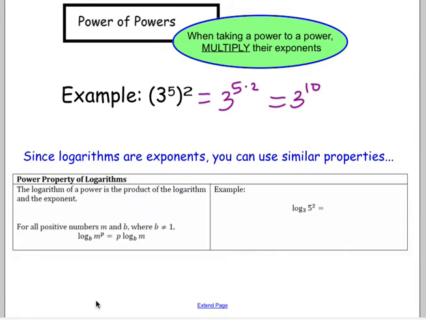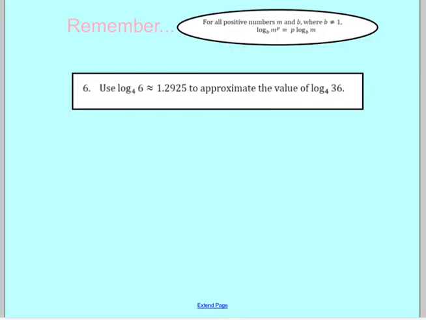Might be a little bit different than you would have thought, but see how I have a power here, so it's a power to a power. So what's going to happen is you can bring that p down in front, because then it's going to be p times log base b of m. So if I look at my example, I have a power of powers, so it's really to the 2nd, so I bring that 2 down in front, so it's 2 times log base 3 of 5. So I can rewrite it with that multiplication.